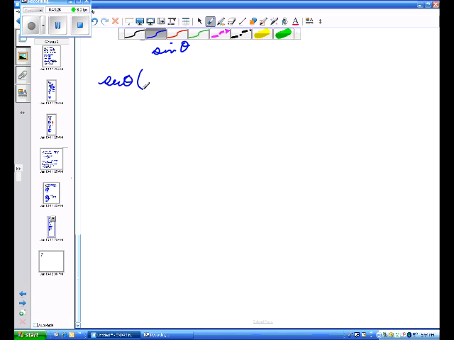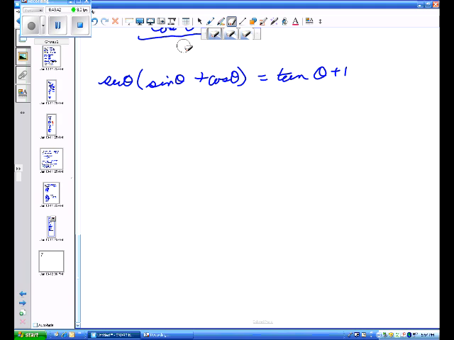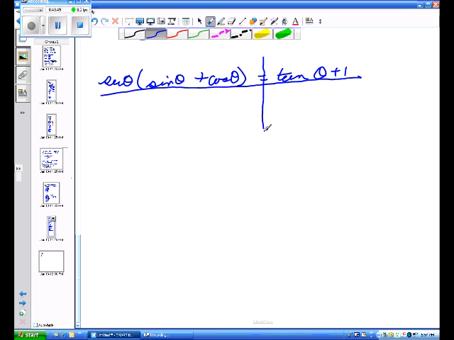Secant theta times sine theta plus cosine theta equals tangent theta plus 1. All right, and I don't know that it's necessary that you draw the T, but it's always helpful to me because that's a reminder. I never cross this line. I'm only going to work with this side, and I'm not going to cross the line. I'm not going to do anything over here.